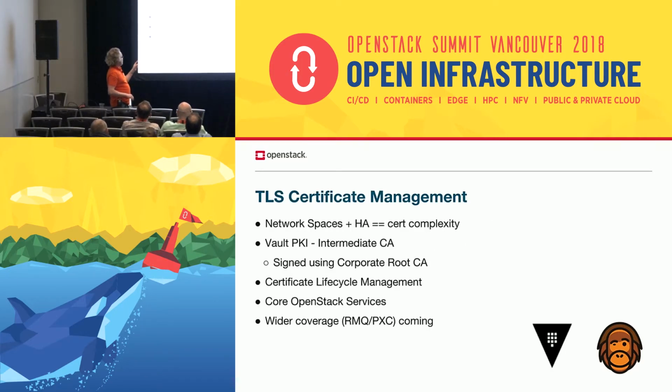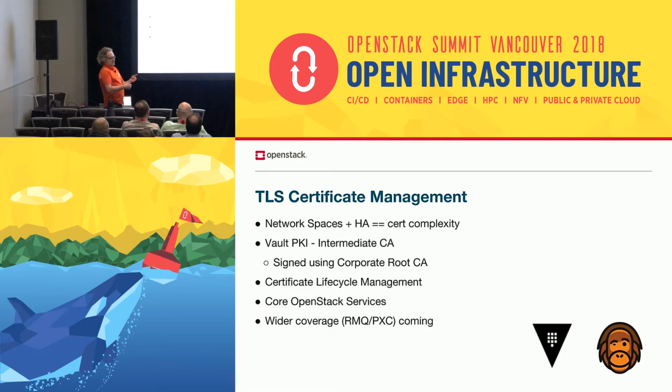We're also using Vault for the new TLS certificate management solution that we've come up with. Vault provides a PKI backend for managing certificates. The initial implementation that we've delivered puts the Vault PKI in the role of an intermediate CA for the deployment. So what this allows us to do is for Vault to act as the signing authority for all the services within the OpenStack model that's being deployed.